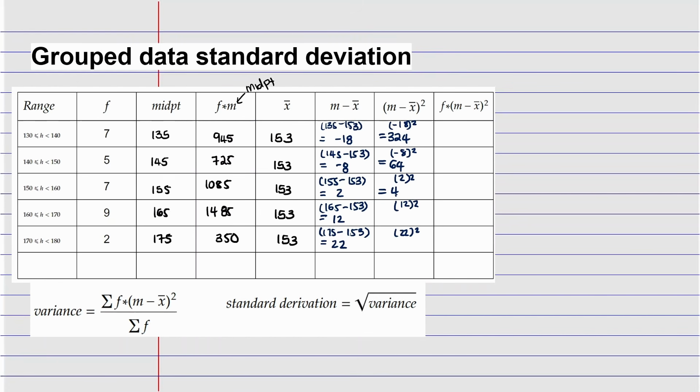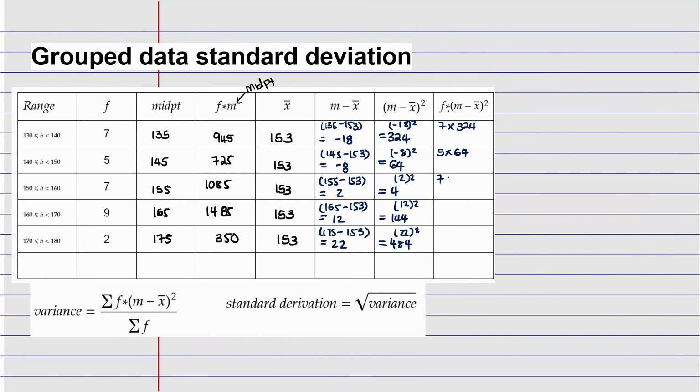Then you're going to have 12 squared, which is 144, right? Then you're going to have the last one, which is 22 squared, which is 484, right? So now what you're going to do is take the ones that you squared and multiply them by the frequency. So it's going to be 7 multiplied by 324. Then here's going to be 5 multiplied by 64, right?